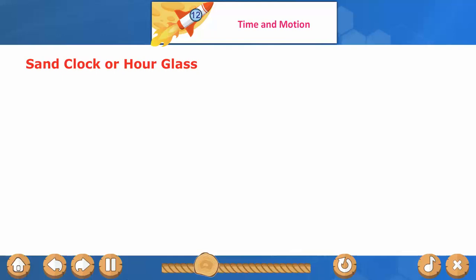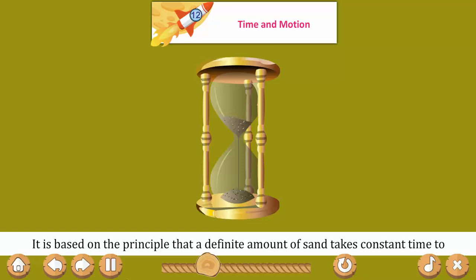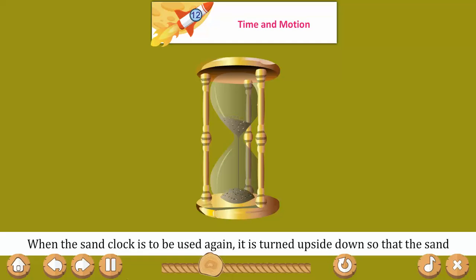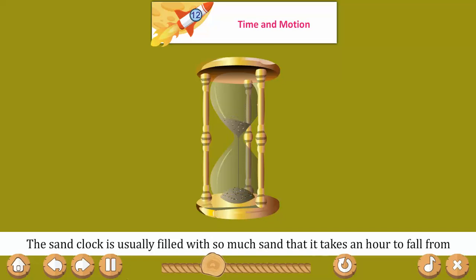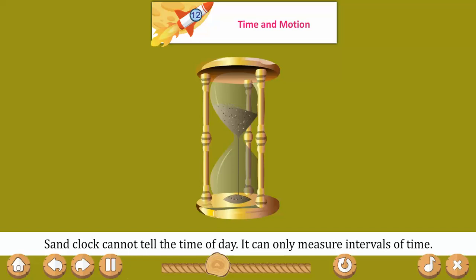Sand clock or hourglass. The sand clock uses the flow of sand to measure time. It is based on the principle that a definite amount of sand takes constant time to pass from one bulb to another. When the sand clock is to be used again, it is turned upside down so that the sand-containing bulb comes at the top. The sand clock is usually filled with so much sand that it takes an hour to fall from the upper bulb to the lower bulb. That is why it is also called an hourglass. Sand clock cannot tell the time of day. It can only measure intervals of time.